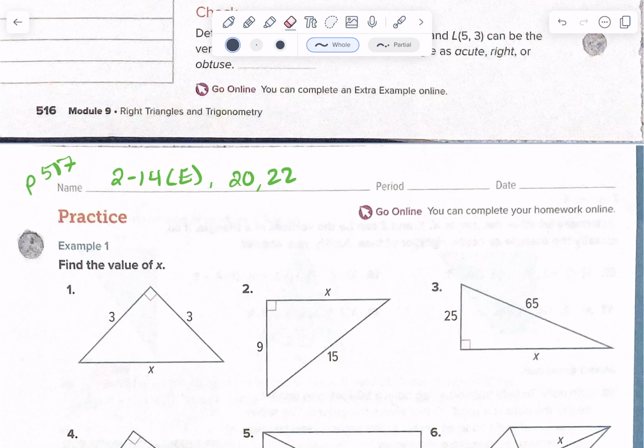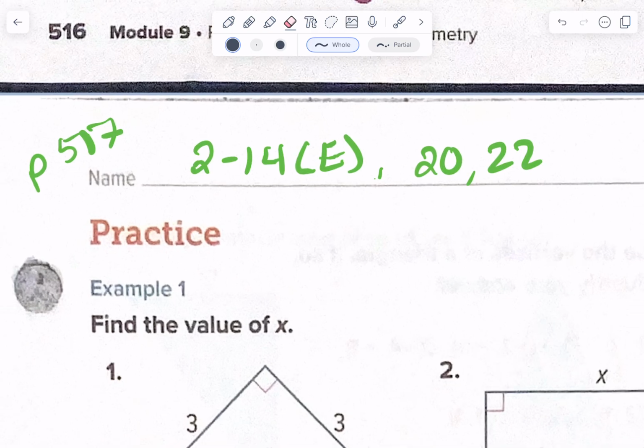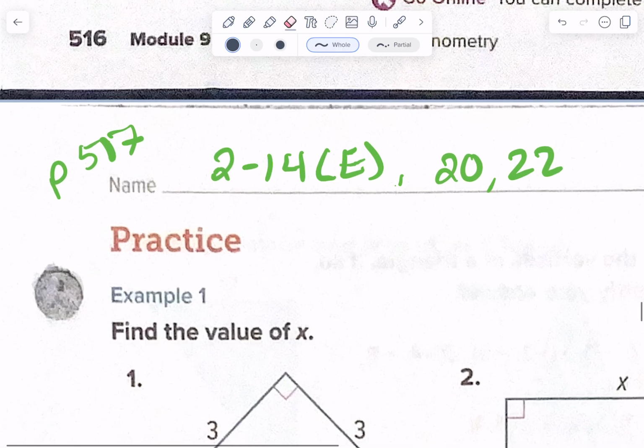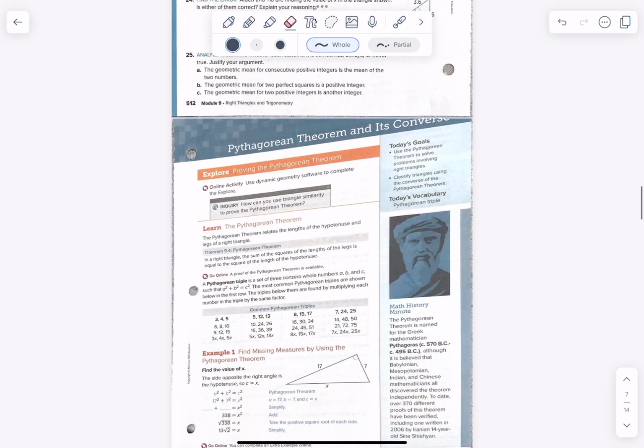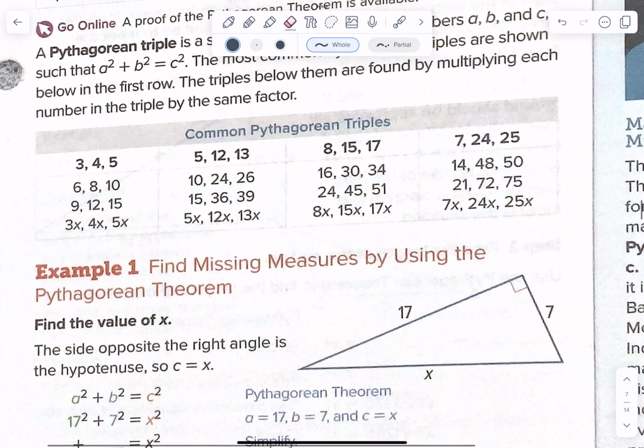We've got this for homework right here. And this is the Pythagorean theorem. Most of this is straightforward. You guys know the Pythagorean theorem. You've done this before, but there are a few new things that are a little bit different. We'll go through this section kind of fast. So here we go. Let's go through the first example, and then we'll talk about these Pythagorean triples real quick here.